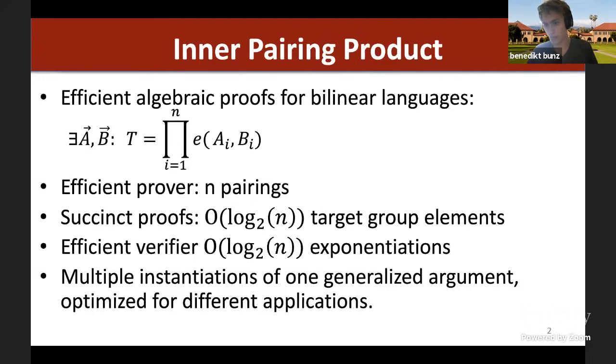And we use many different protocols, but they're all instantiations of one generalized protocol. We have one generalized argument system, which we then optimize for different implementations. One of our contributions is this generalized argument system, for which we can present one security proof, and then you can instantiate it in many different ways and immediately get secure protocols out of it with different properties.